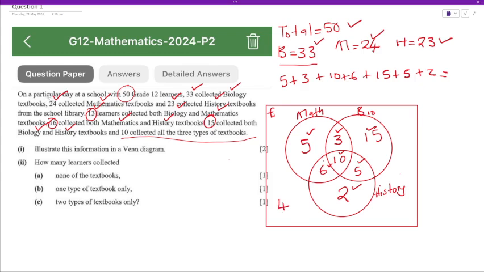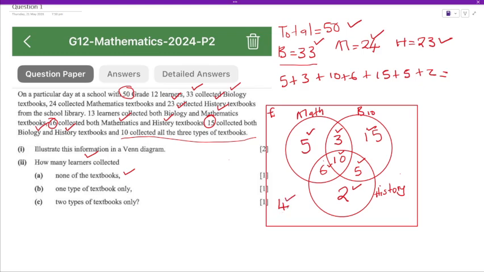Because in the question we are told, let me just clear up here, on a particular day at a school with 50 grade 12 learners, the total number of learners is 50, but only the indicated numbers borrowed the books. So meaning the 4 guys, they are not interested in any of the books that were available. So that's where that guy goes outside. And that is how come you actually have this question, how many learners collected none of the textbooks? The examiner can't ask you a question when you're not supposed to have an answer for it. So that's how come we have this guy right there.